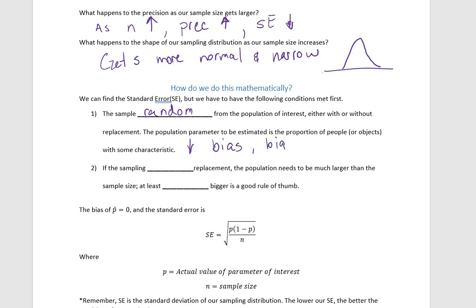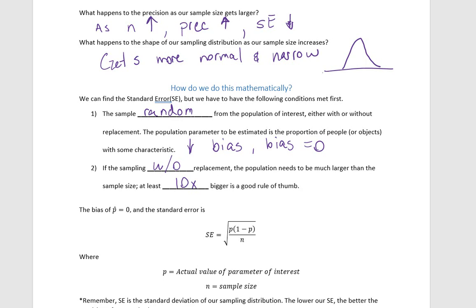That means that we can assume that our bias is equal to 0, or that most of our samples are going to reflect the population. Okay? Now, if we're sampling without replacement, that means if I'm running around getting a survey out, you can't take my survey twice, the population needs to be much larger than the sample size. A good rule of thumb is that our population should be 10 times bigger than our sample.